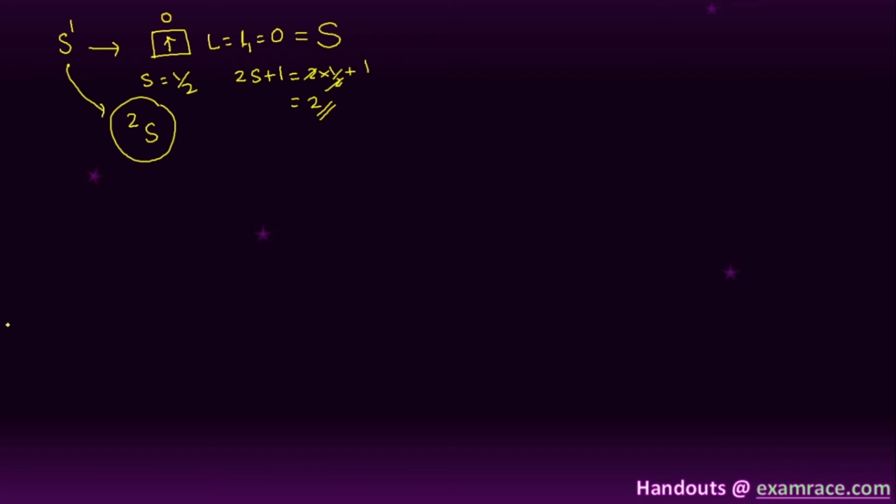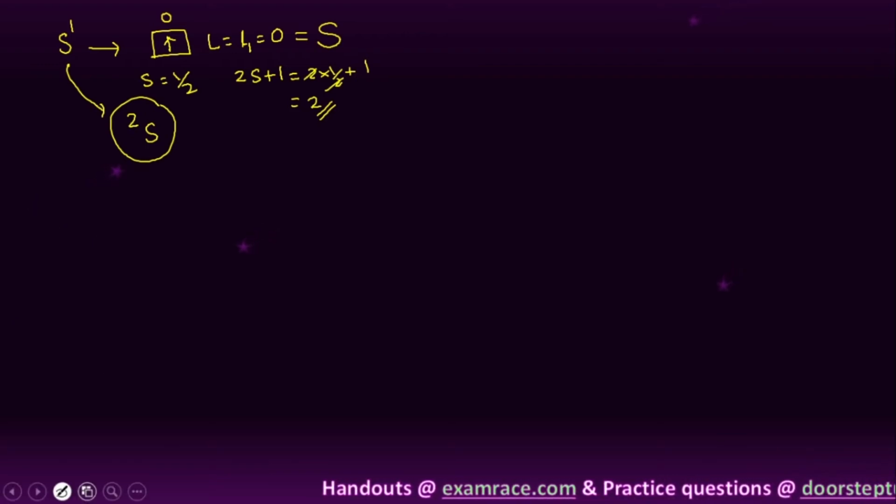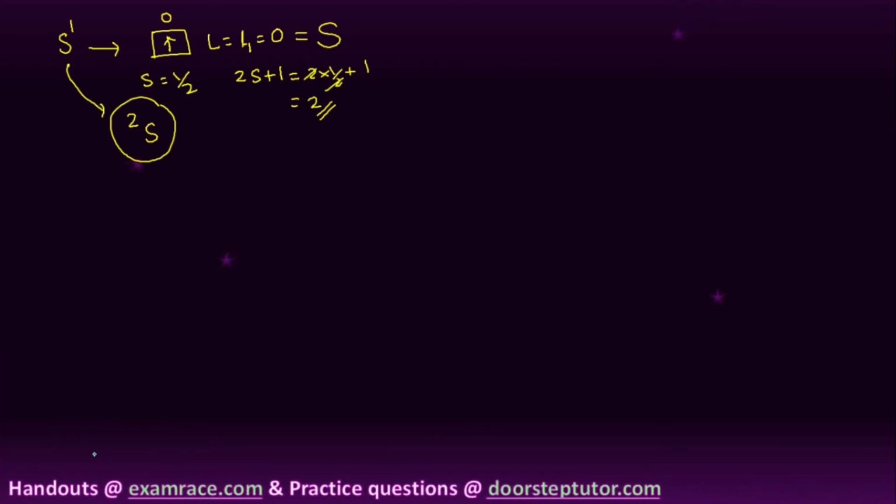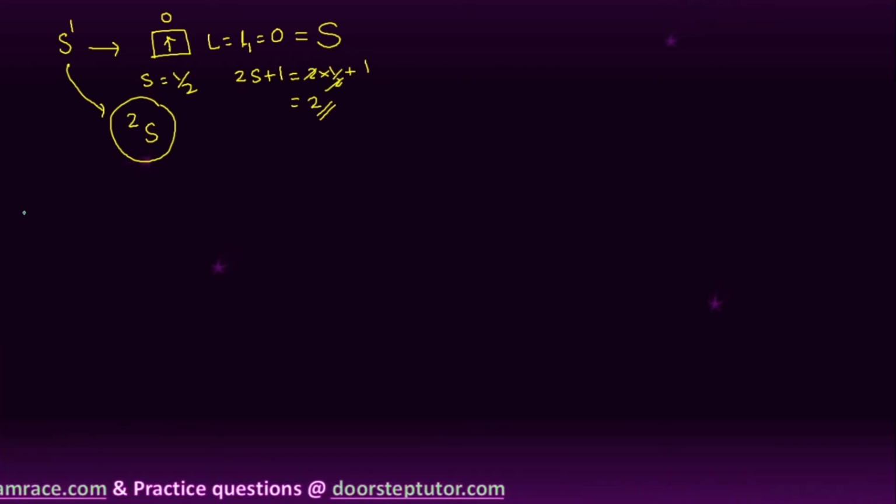Next we will do some examples of p configuration. I'll change the color, right? So here I'll calculate for the p1 configuration.